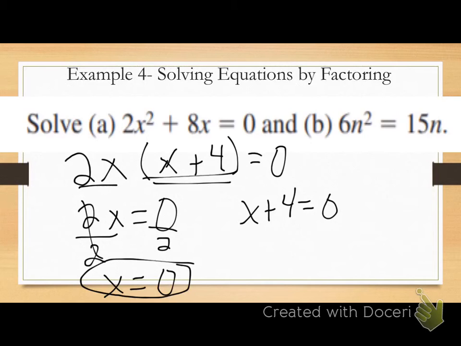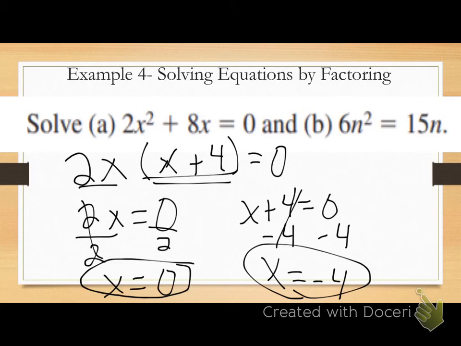Am I moving too fast for anybody? Okay, how do I solve x plus 4 equals 0? Subtract 4 from both sides. So what does x equal? Negative 4. Negative 4 is one of my solutions, one of my roots. Any questions there?